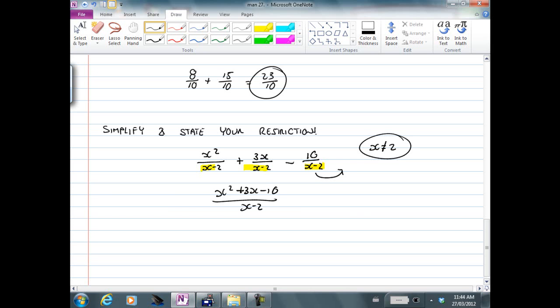Some of you stopped right there. And I said you can go even further. Amar, what can you do? You could factor the x squared. What are my two numbers? 5 and -2. Yep. Over x minus 2.